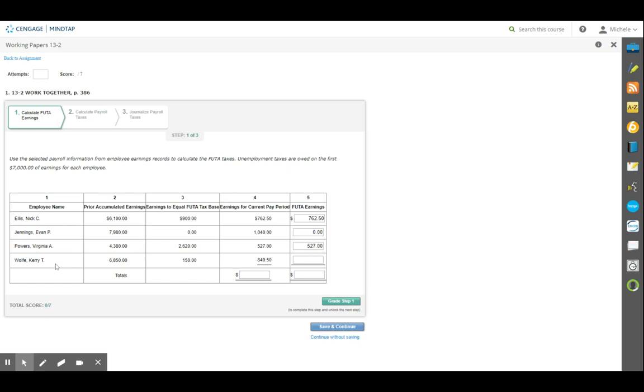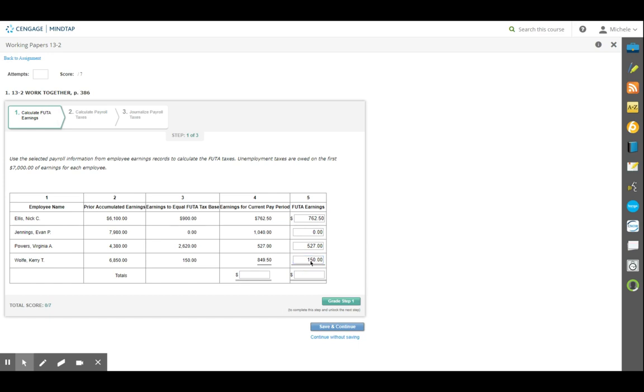And Carrie was at $6,850, so he was only about $150 away from meeting that threshold. So this pay period, he actually earned $849.50, which is more than the $150 that we had to pay on. So we actually are going to subtract those two numbers, $849.50 minus $150. Sorry, we're not going to subtract. Got ahead of myself. So we only have to pay on the first $150 he earned. So let's take that $150 over here.